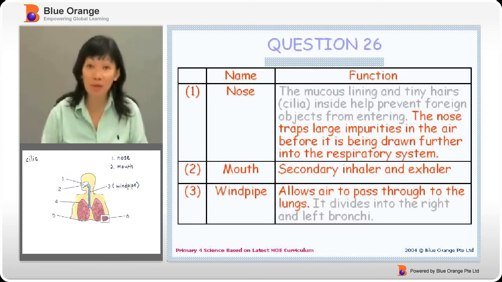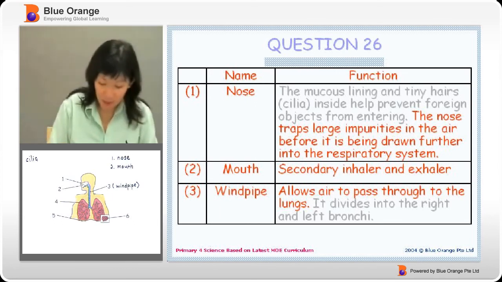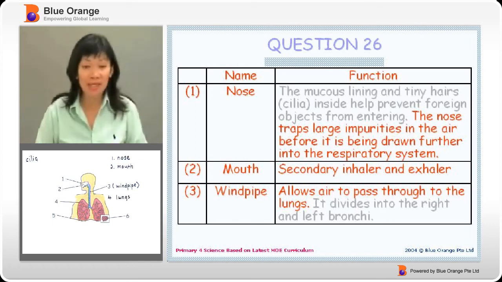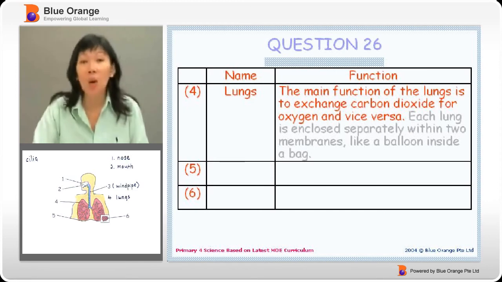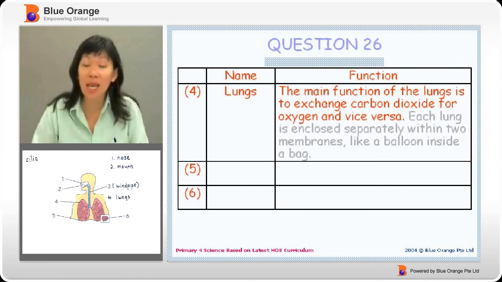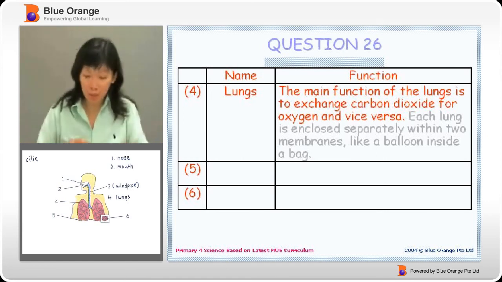Number 4, we have the lungs. Now, what's the main function of the lungs? Yes, the main function of the lungs is to exchange carbon dioxide for oxygen and vice versa. Now, each lung is enclosed separately within 2 membranes, like this.